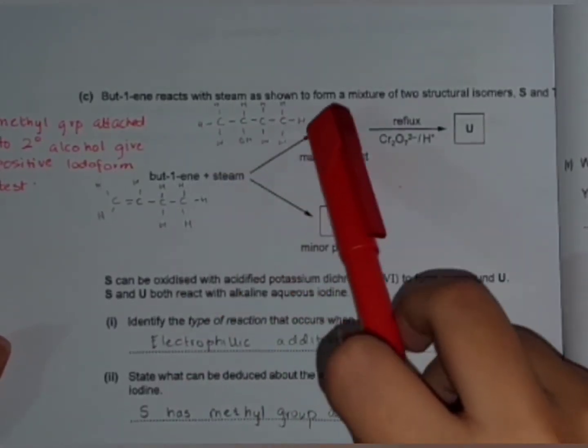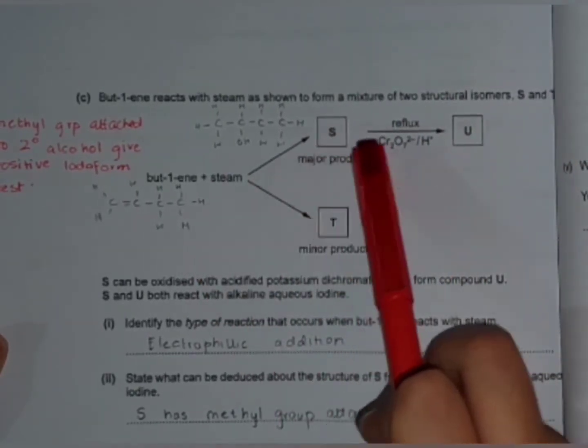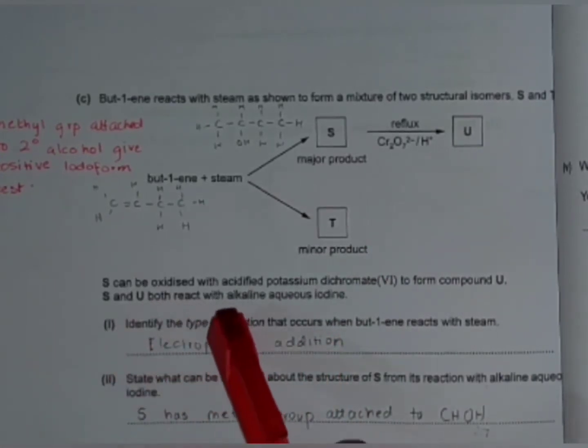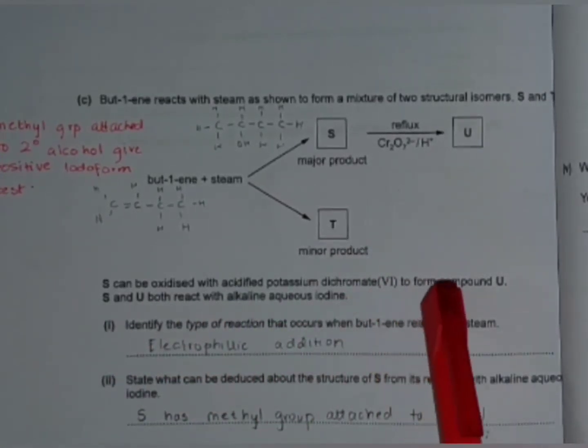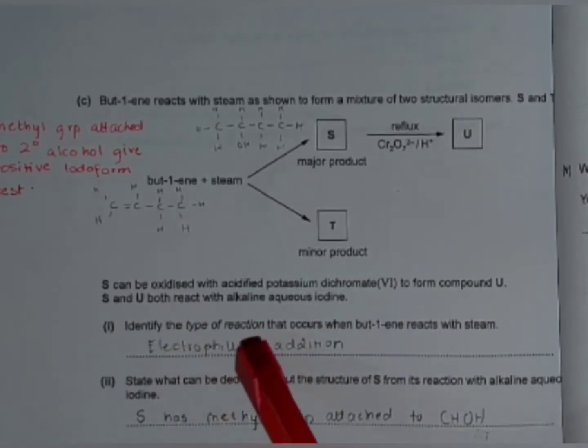But-1-ene reacts with steam as shown to form a mixture of 2 structural isomers S and T. You can see S is the major product, T is the minor product. S can be oxidized with acidified potassium dichromate to form compound U. S and U both react with alkaline aqueous iodine. Identify the type of reaction that occurs when but-1-ene reacts with steam.